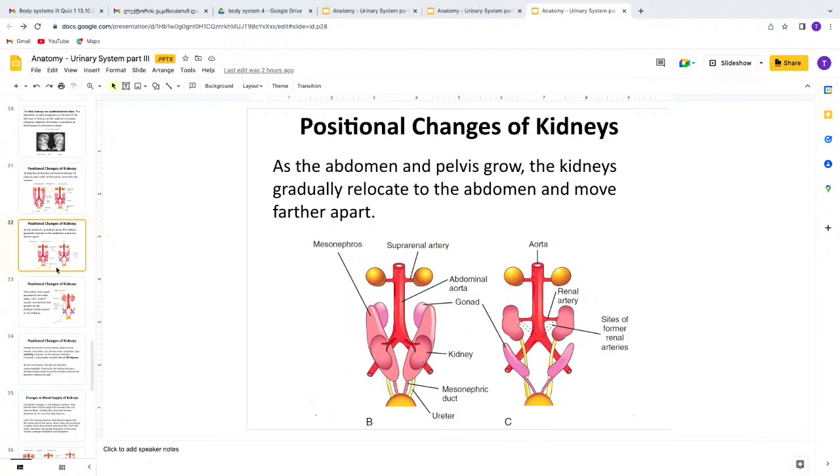However, as the abdomen and pelvis grow, as the child is growing, the kidneys gradually relocate to the abdomen, and they move farther apart. So it was the first photo, how it was normally. And after that, you see the child has grown, and we are having kidneys here, they have moved far away, and the gonads have descended, right? Because in the previous photo, we had gonads that were even higher than the kidneys.